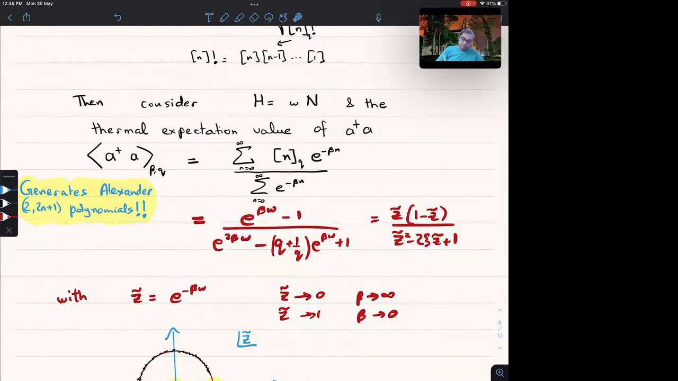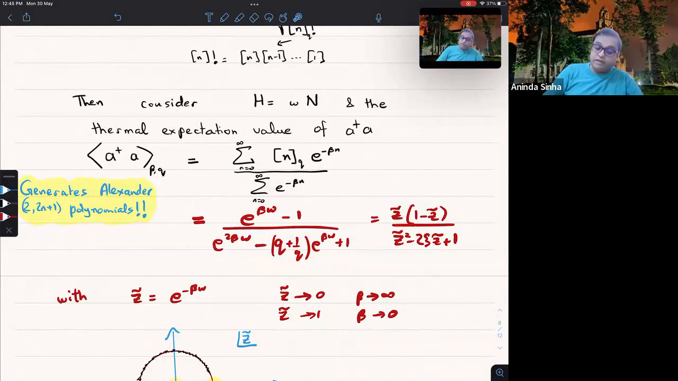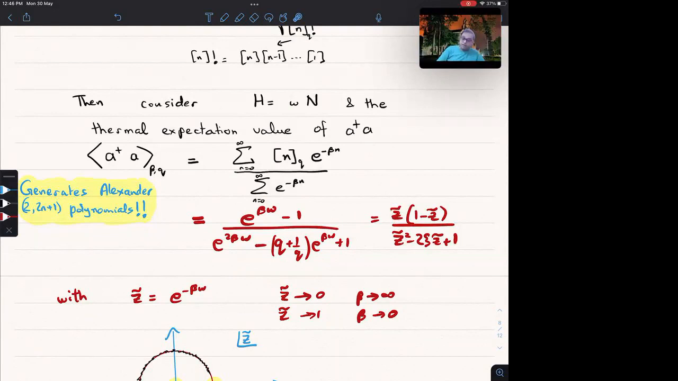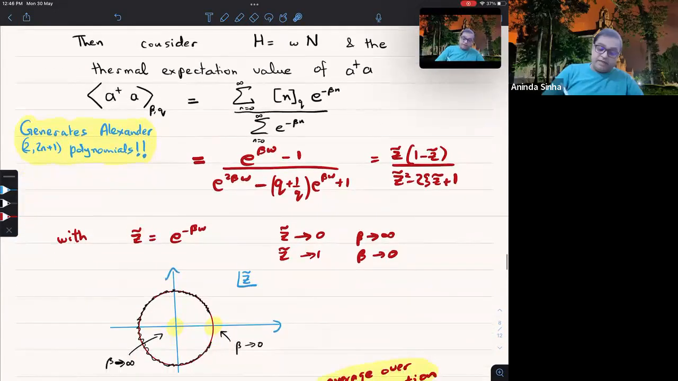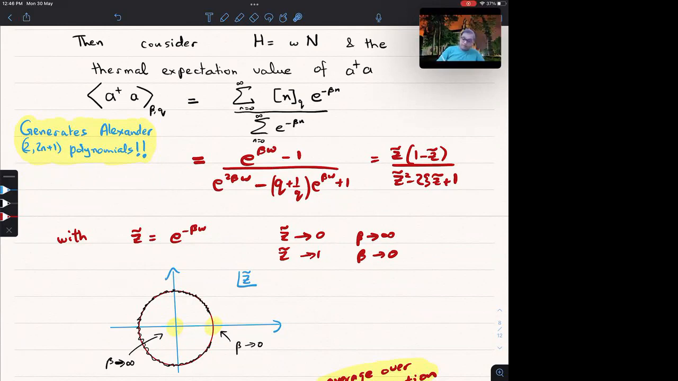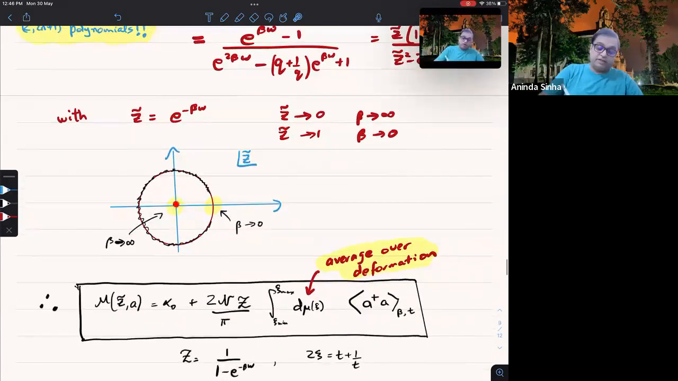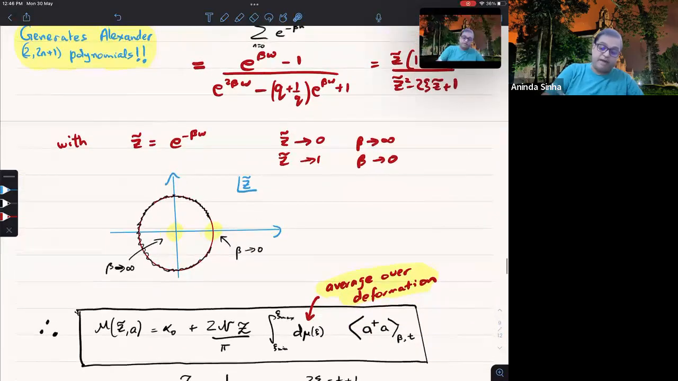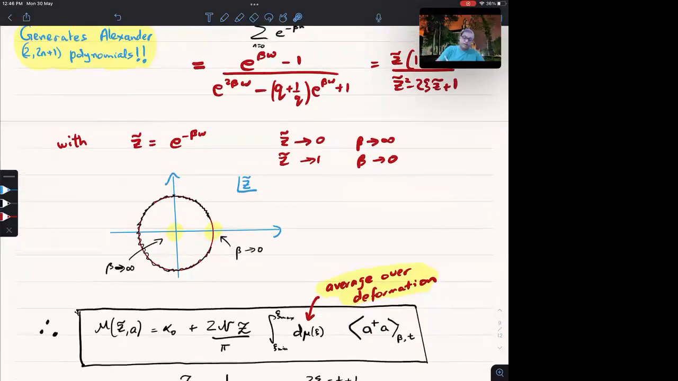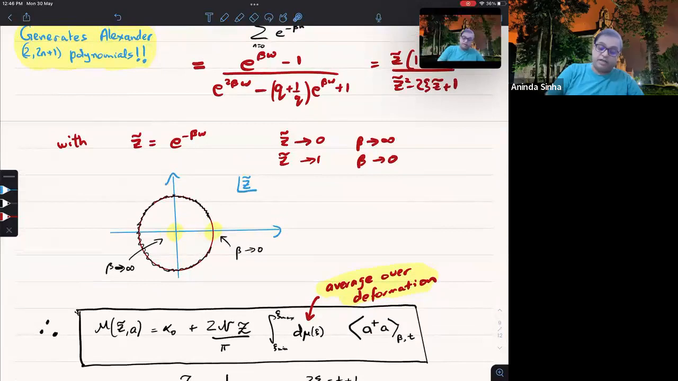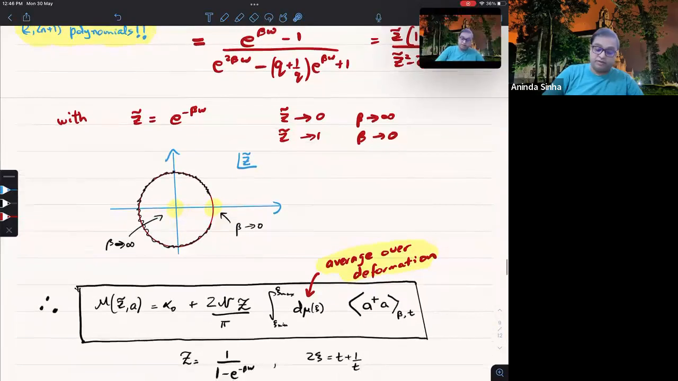This expression looks very similar to whatever we have been discussing so far. It's 1 minus z tilde over this quantity up to this factor. If you identify z tilde to be e to the power minus beta omega, then the 0 temperature limit is the center of the z tilde plane, and the infinite temperature limit is approaching 1. So this is like the low energy expansion, and this is like the high energy expansion. So in this map, the zero temperature is like the low energy expansion, and the infinite temperature is like the high energy expansion.